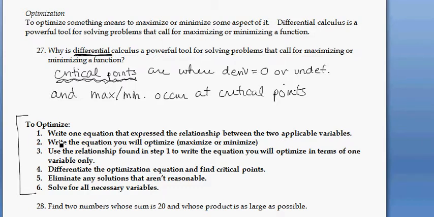And then the other equation you need is the equation you're trying to optimize. This is the thing you want to maximize or minimize, so this is the thing that you're going to find critical points on. That means we're going to take the derivative, etc. But before we do that, we need to make sure that this equation we want to optimize only has one variable in it. So the next step is to use the relationship from step 1 to rewrite the equation from step 2 in terms of one variable. That way you can differentiate it and find critical points. And once you find critical points, you basically have your list of potential maximum and minimum. So you get rid of the ones that aren't reasonable and you solve for whatever variables are left.